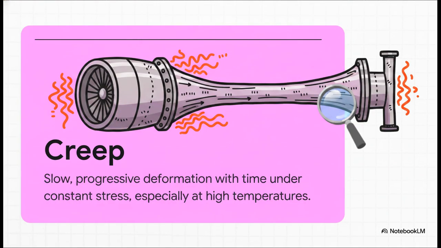Next, we have creep. Now, creep is kind of like a silent, slow-moving threat to materials. Unlike a sudden, catastrophic break, creep is this progressive, permanent deformation. It happens over a long period of time when a material is under constant stress. And it is especially dangerous at high temperatures. Imagine a metal component tucked inside a steam plant or a jet engine. Over thousands of hours of intense heat and constant load, that metal can actually slowly stretch and distort. That right there, that's creep in action.